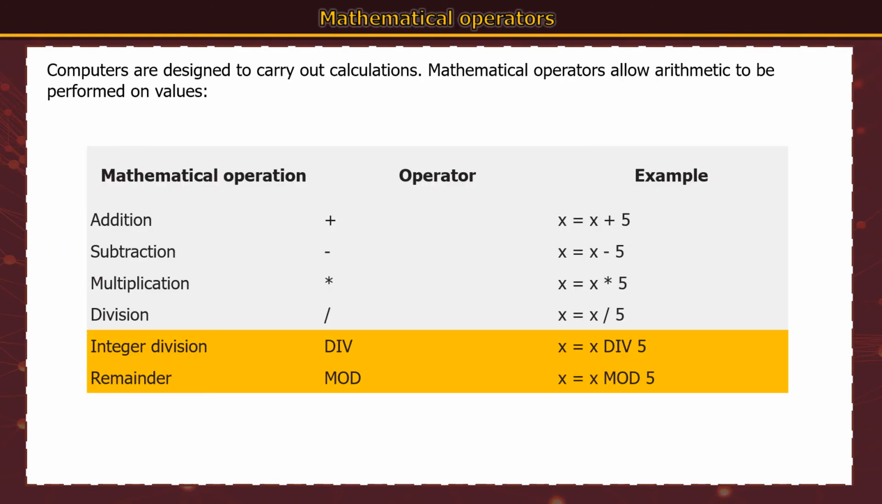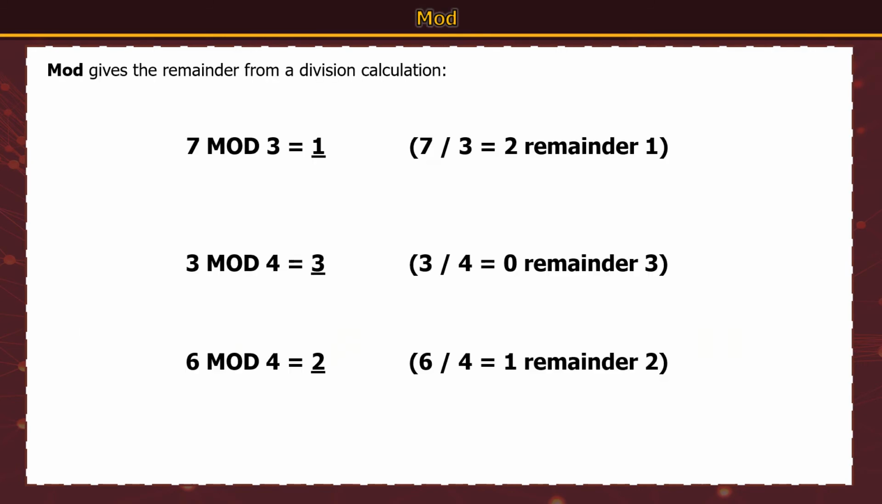You need to be familiar with the mathematical operators, including mod and div. Mod gives us the remainder from a division calculation. For example, 7 mod 3, 3 goes into 7 twice, leaving a remainder of 1. 3 mod 4, well 4 doesn't go into 3, so we get a remainder of 3. 6 mod 4, well 4 goes into 6 once, which leaves us a remainder of 2.